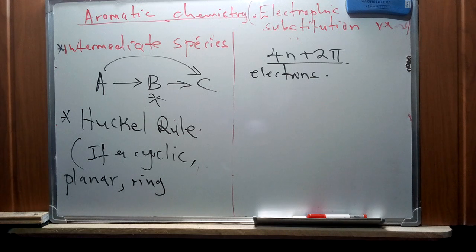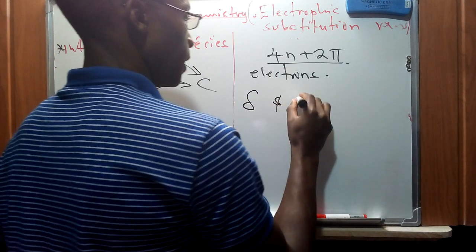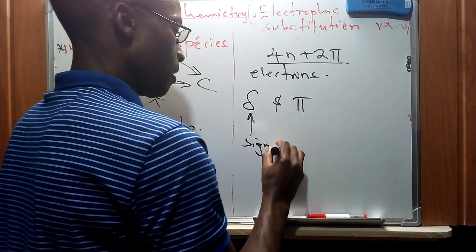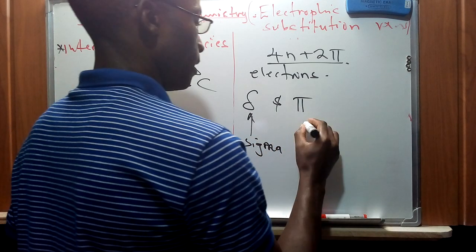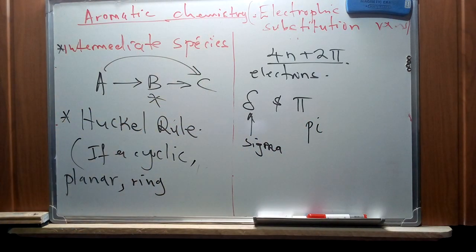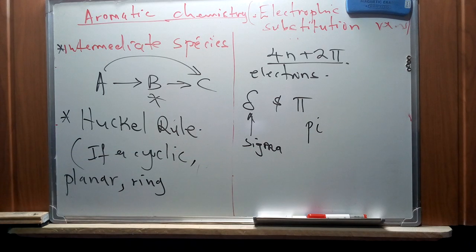As I've mentioned, we are also going to mention some other terms. This one is sigma, and this is pi, the constant that we normally use in mathematics and physics. So the symbols I've used there are sigma and pi. These two terms are used insofar as covalent bonding in organic compounds is concerned.